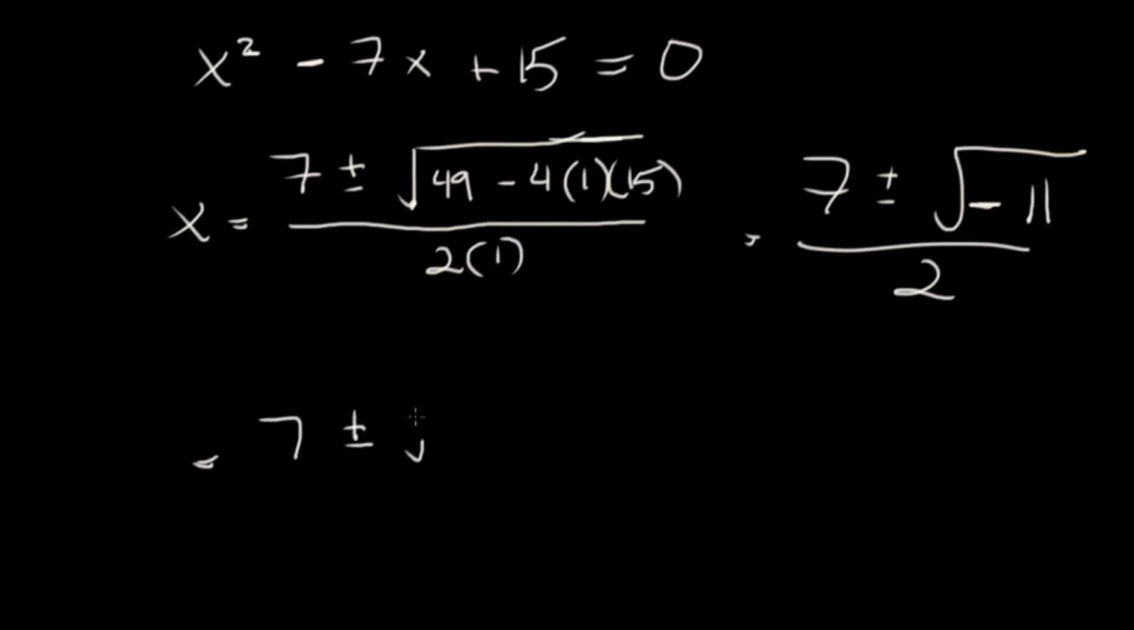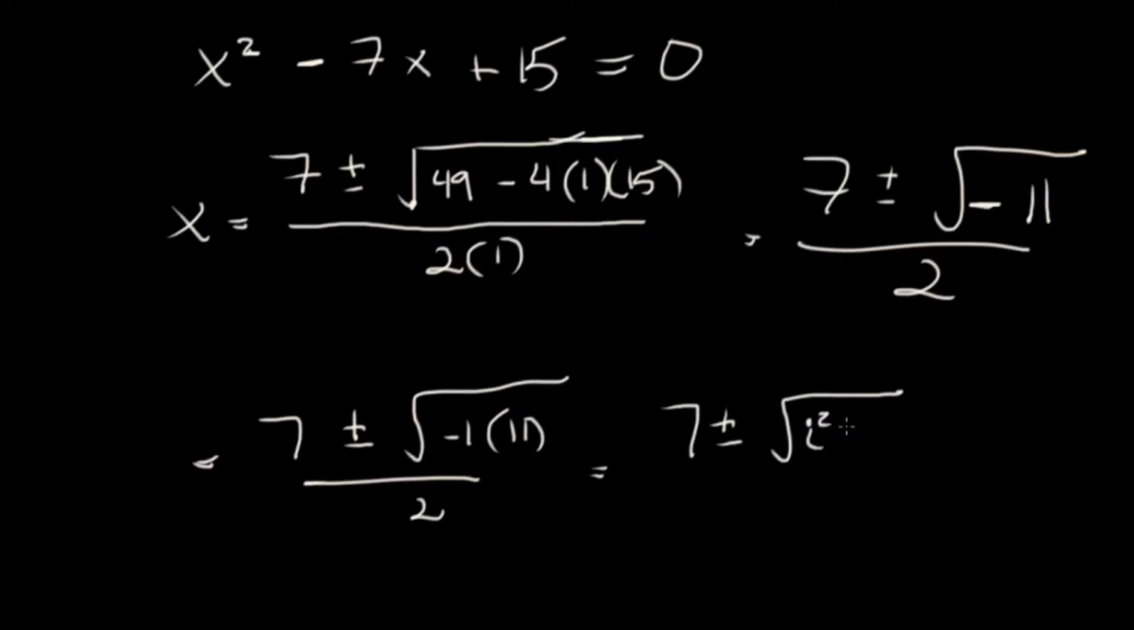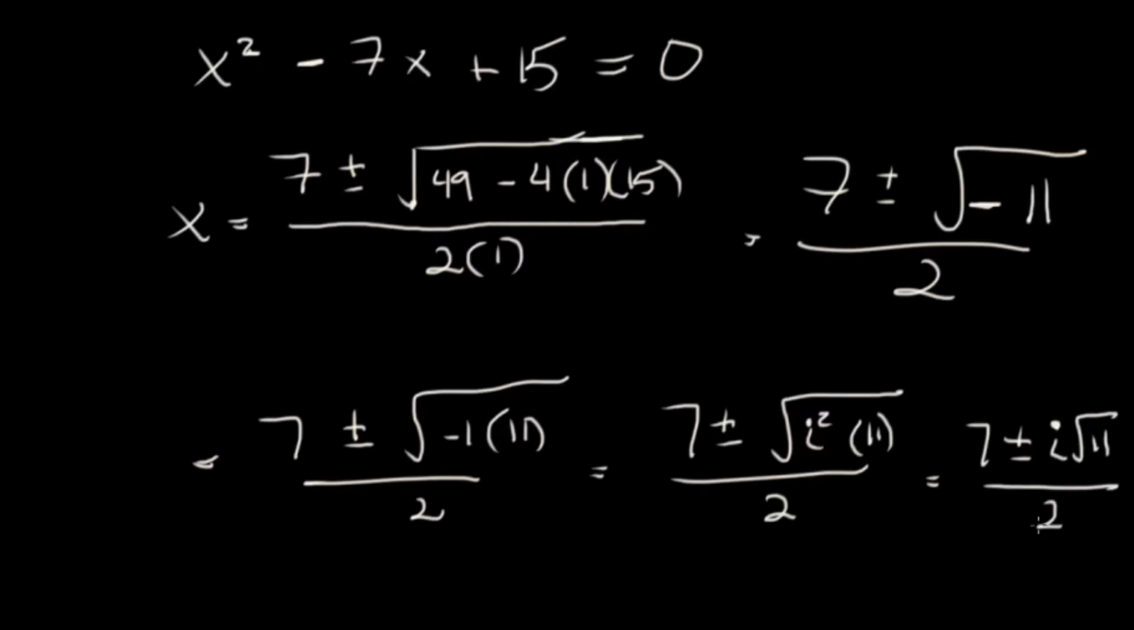Negative 11, that's equal to negative 1 times 11. And negative 1 is equal to i squared. And we could take the square root of a square. The square root of i squared, that's just i. So 7 plus, now i times the square root of 11 all over 2. And we are now a complex number in standard form. 7 halves plus or minus root 11 i. a plus or minus bi.